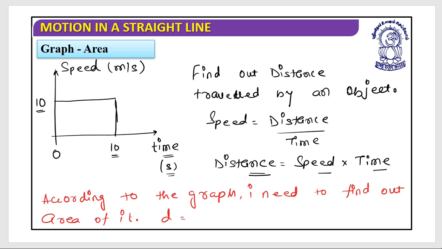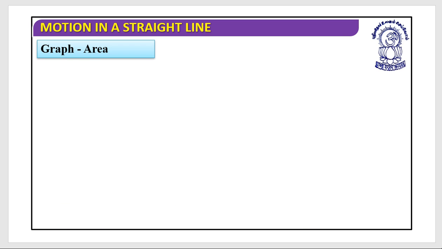It is a 10 by 10. So this is 10 cross 10. That would be equal to 100 meters. This would be the answer. Isn't it very easy? Yes. So let's move to the next.